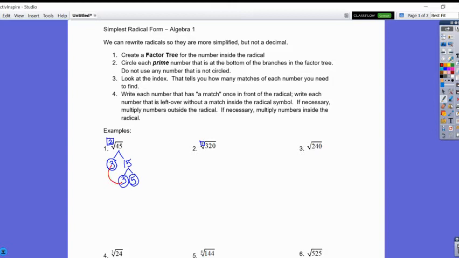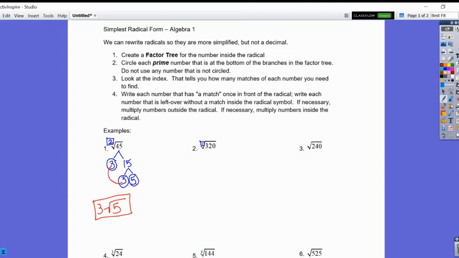So anytime that I can find a number that matches, I'm going to write it down once. Numbers without a match, just looking at those primes again, I'm not worried about the 15 because I've already taken care of it lower, but just looking at those numbers that were prime without a match, that's going to stay inside of the radical. So this is my simplest radical form.